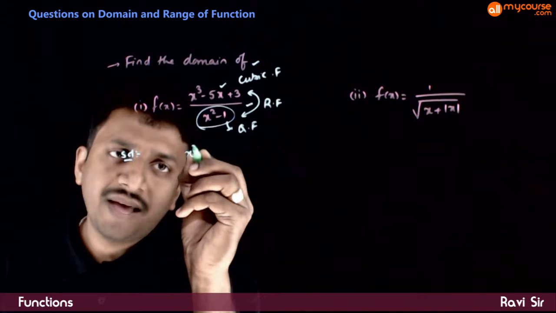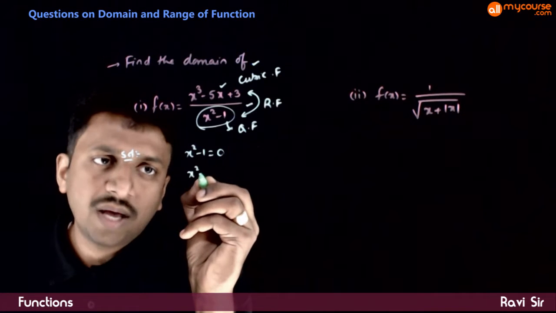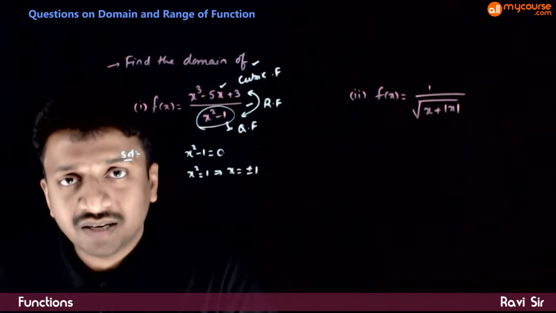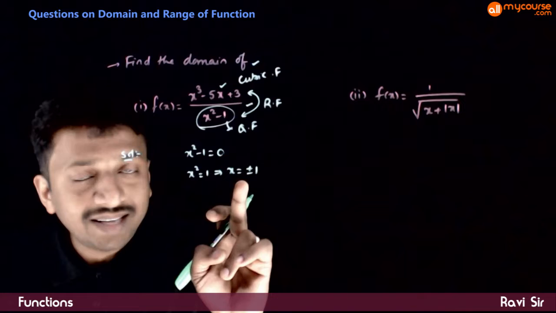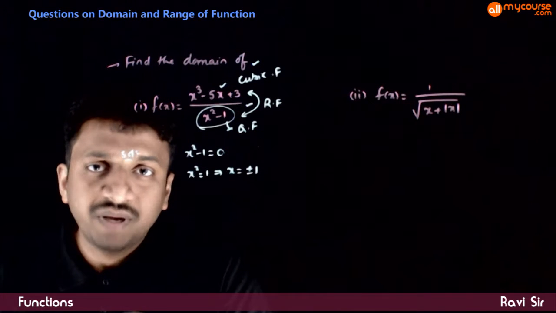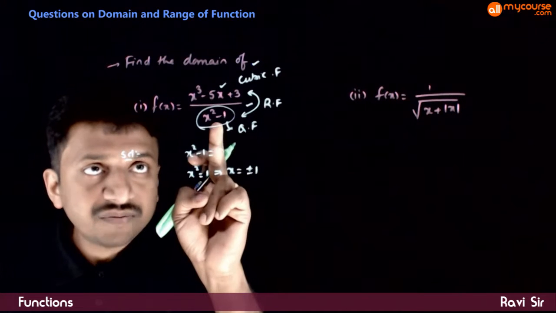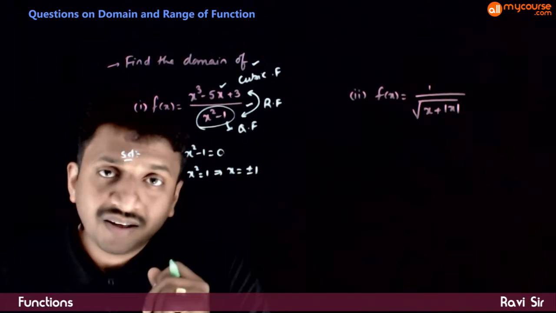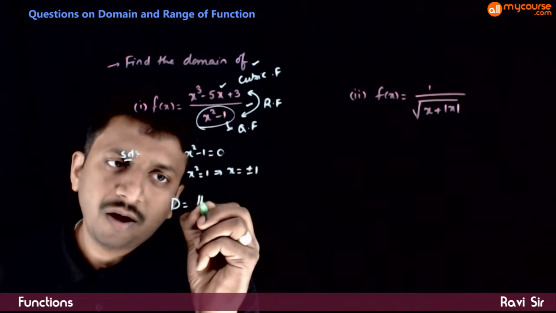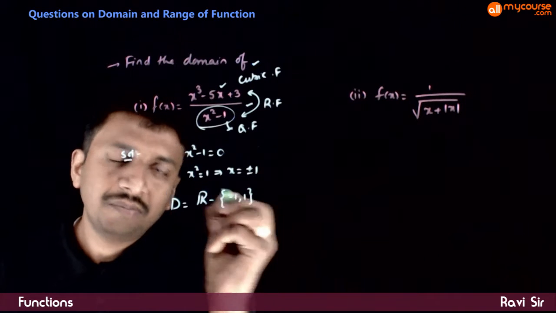So, let us solve x square minus 1 is equal to 0. x square is equal to 1. This implies x is equal to plus or minus 1. So, when x is equal to plus or minus 1, the denominator here is becoming equal to 0. So, this function f of x will not be defined. Hence, the domain of this function is simply all real numbers except minus 1 and plus 1.